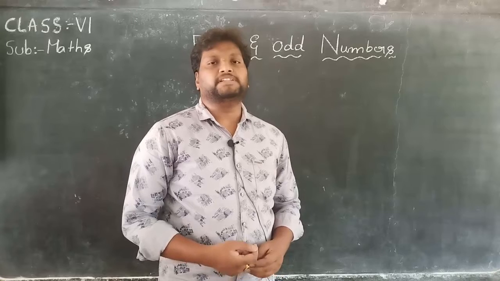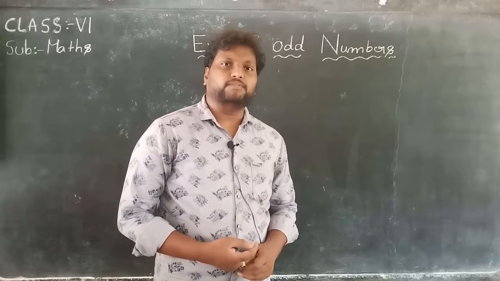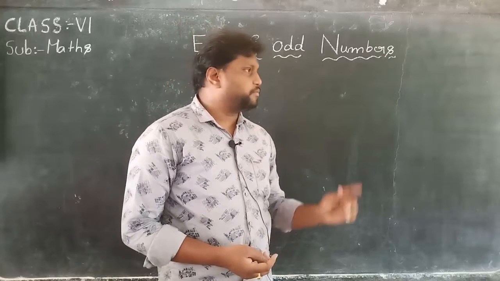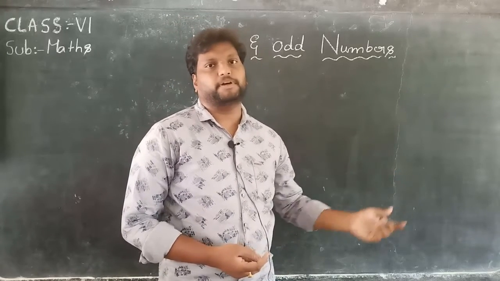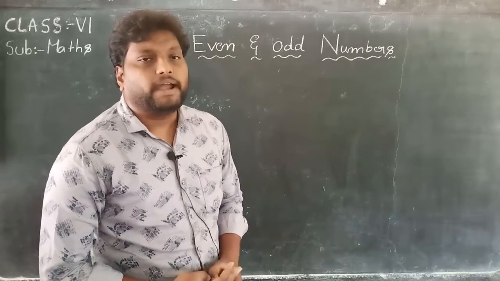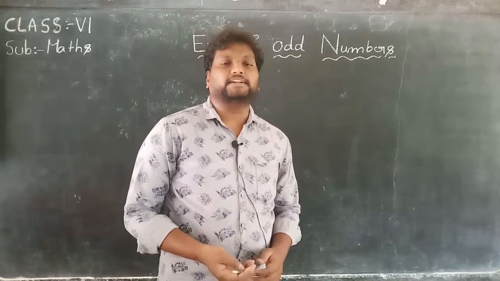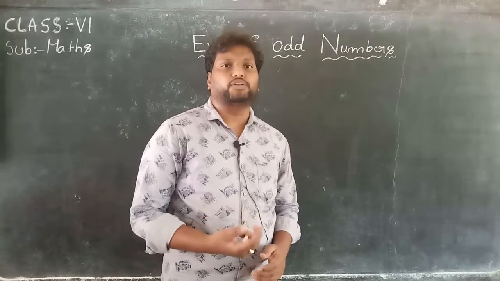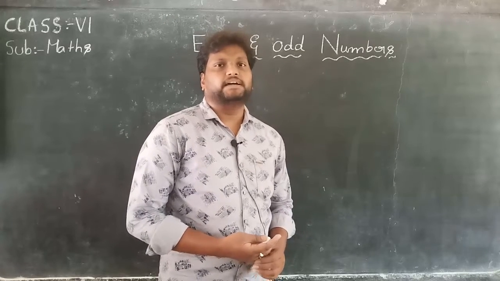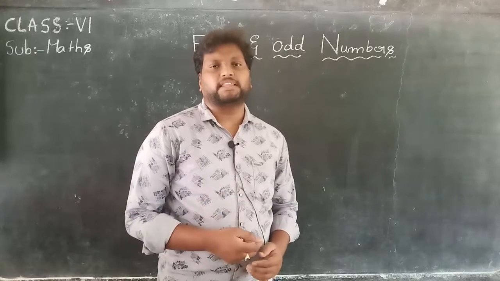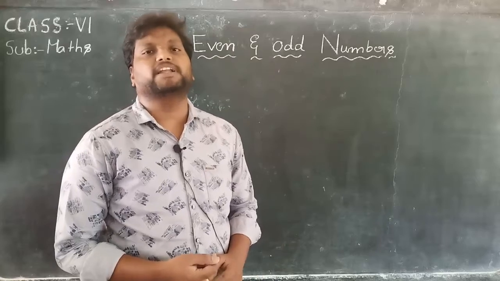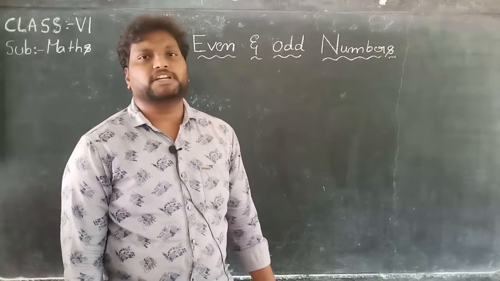A prime number has only two factors. The first factor is 1, because 1 is a common factor of all numbers, and the other factor is the number itself. Whichever number we take, that number will be its factor. 1 has only one factor, that's why 1 is neither a prime number nor a composite number.